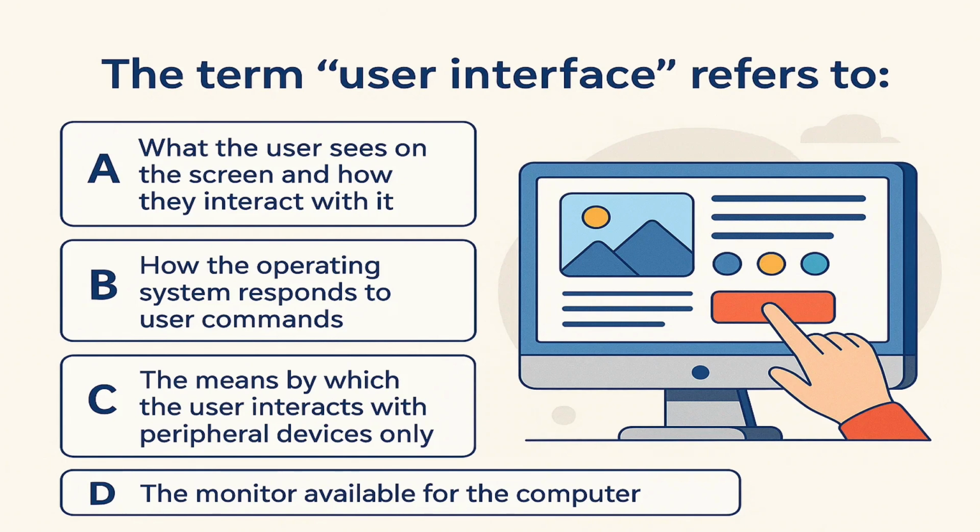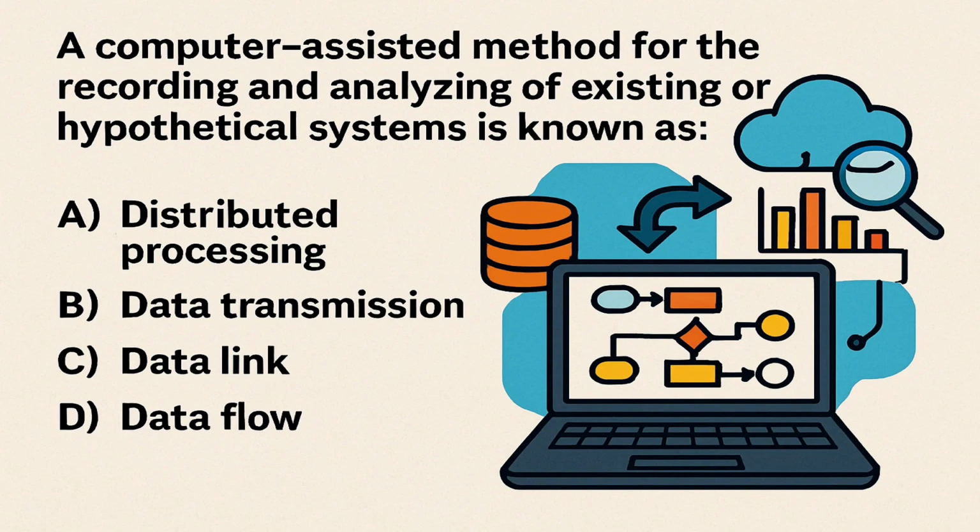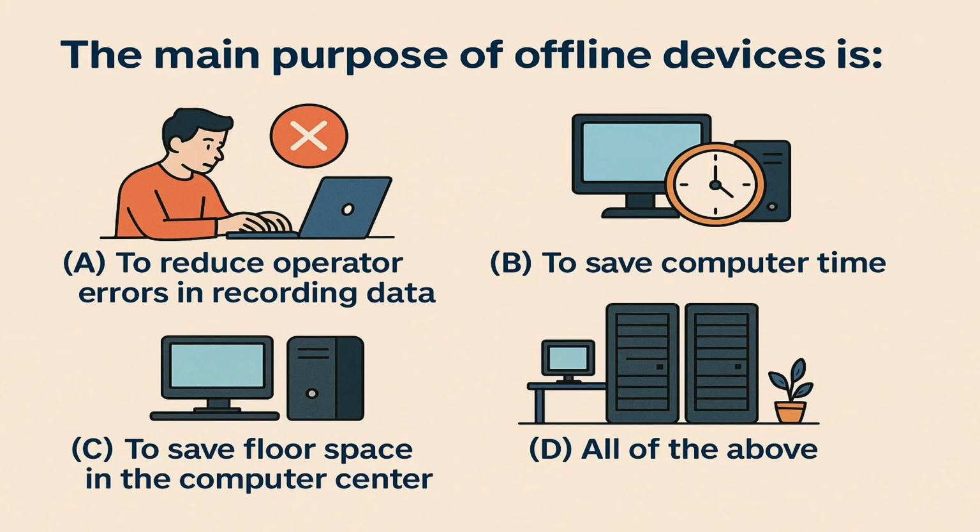The term user interface refers to what the user sees on the screen and how they interact with it. In Windows, the shortcut key to print a document is Ctrl+P. A computer-assisted method for the recording and analyzing of existing or hypothetical systems is known as data flow. The main purpose of offline devices is to save computer time.